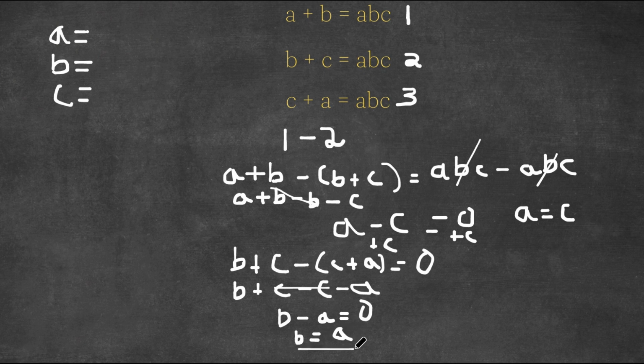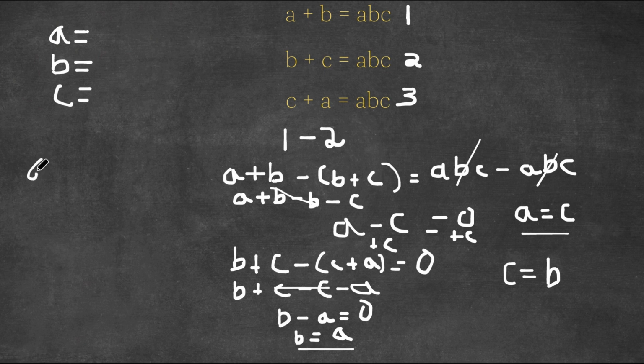So we know that b equals a and a equals c. So now, if b equals a and a equals c, then that means that c also equals b, right? Using that same logic.